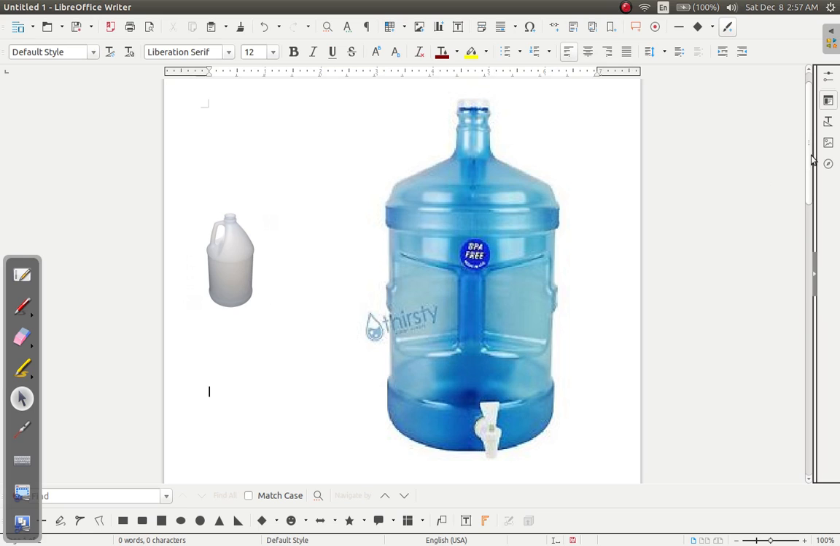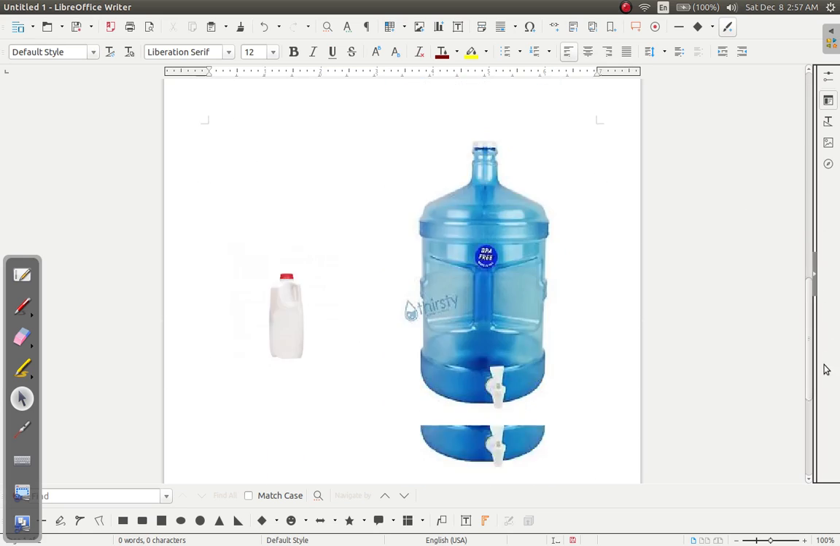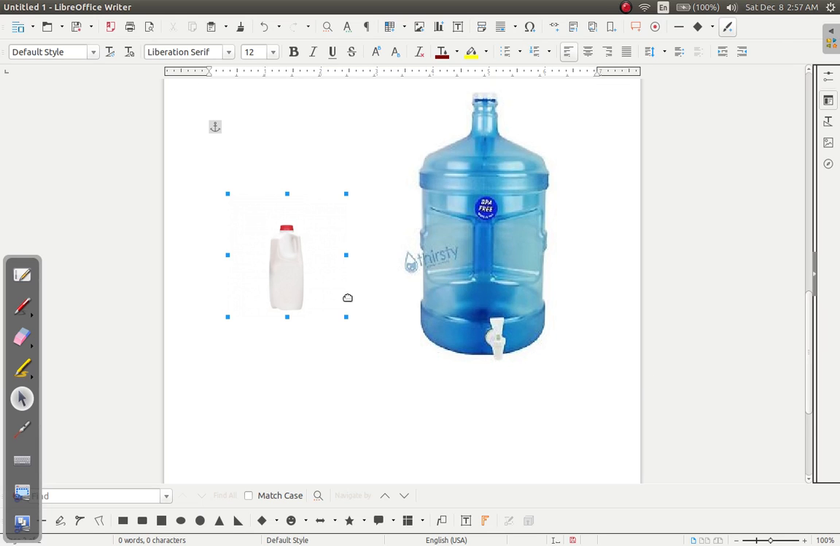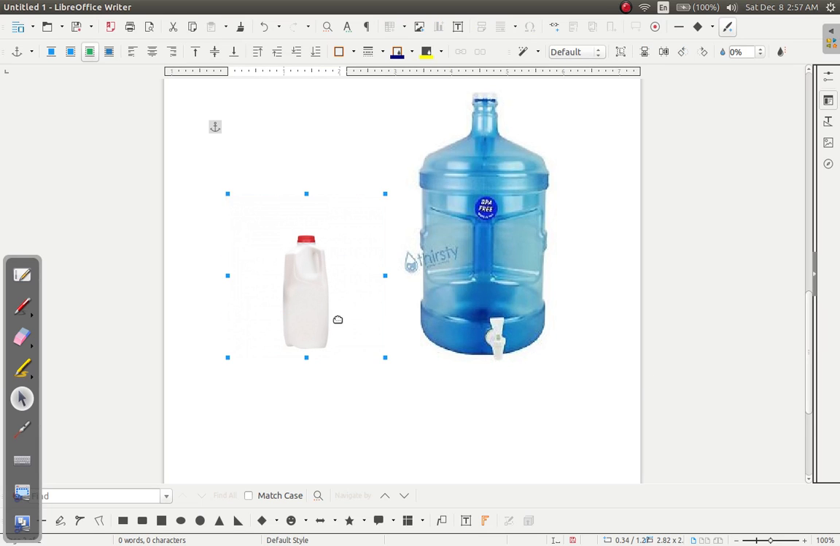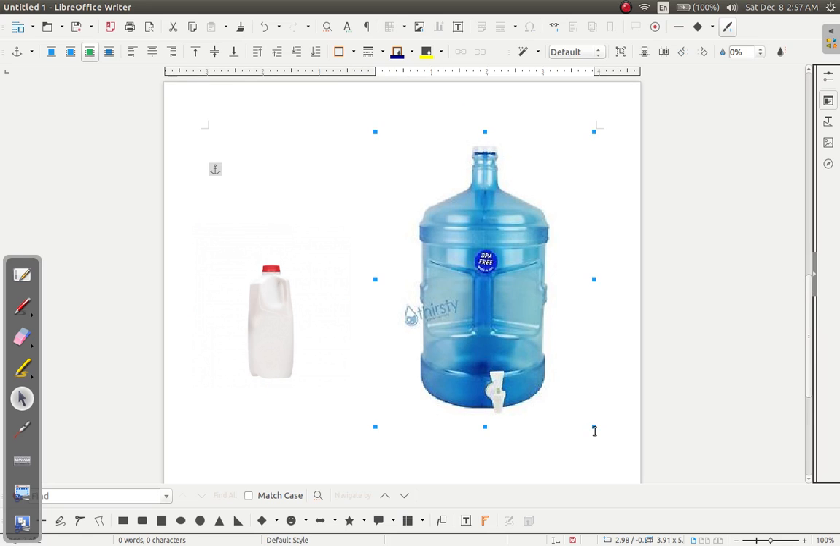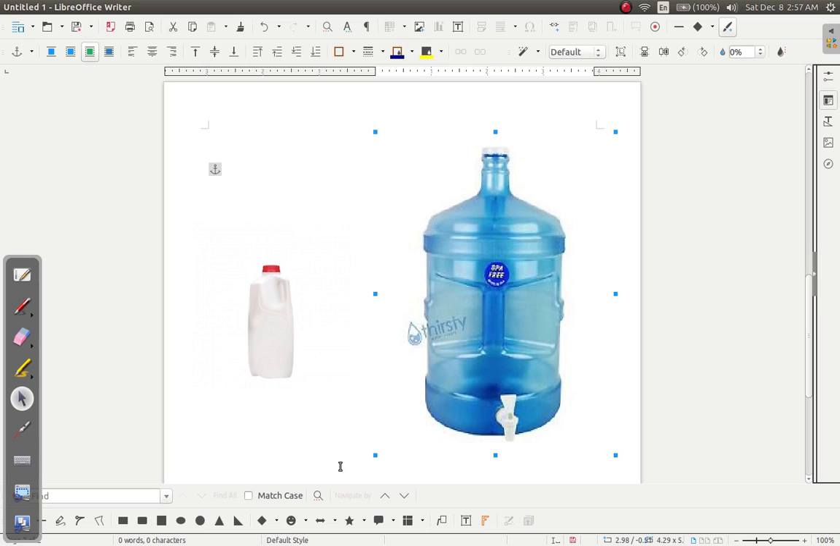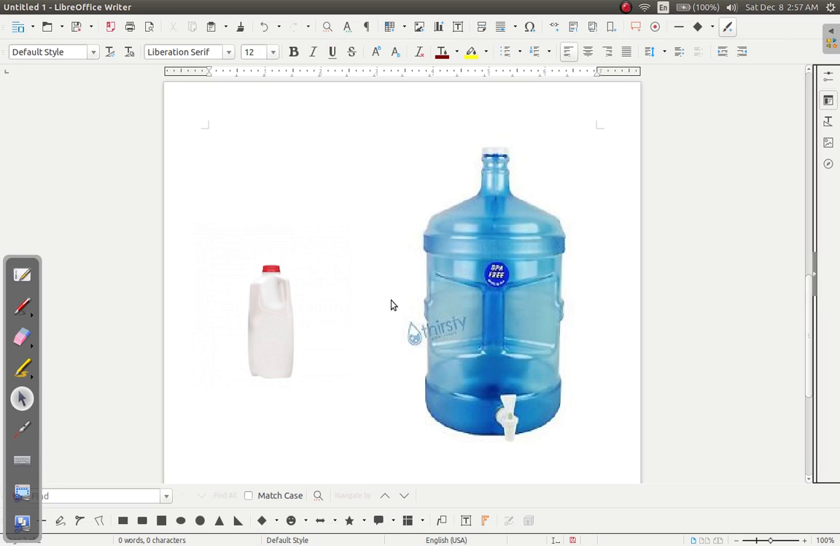All right. If I have, this looks like a 1/2 gallon. Let me make it a little bigger. 1/2 gallon. How many times would I have to throw 1/2 gallon into a 5 gallon to fill it? Let's see.